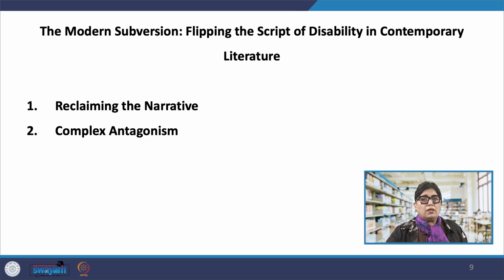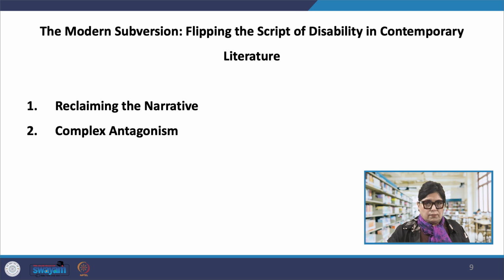It does that by the following mechanisms, and the first is reclaiming the narrative. Modern retellings often re-evaluate classic villains. For example, fractured fairy tales or modern fantasy often recast the monstrous, deformed character as a misunderstood protagonist fighting against a superficial, cruel empire. Coming to the next aspect, that of complex antagonism. When modern literature does feature a disabled antagonist, their villainy is born from political greed, systemic trauma, or human choices completely disconnected from their physical or cognitive differences.